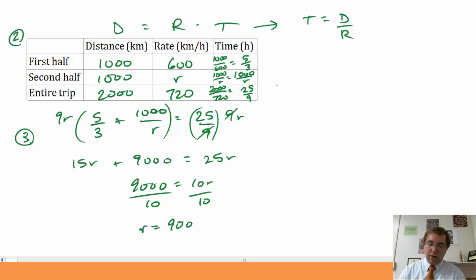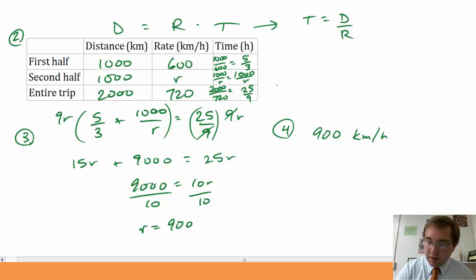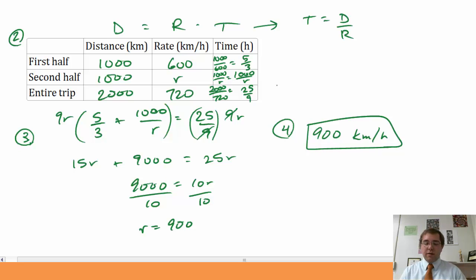I'll leave you to check your answer. It does work. So we answered the question, and it's 900 kilometers per hour for the second half of the trip. Doing so will give them an average of 720 kilometers per hour.